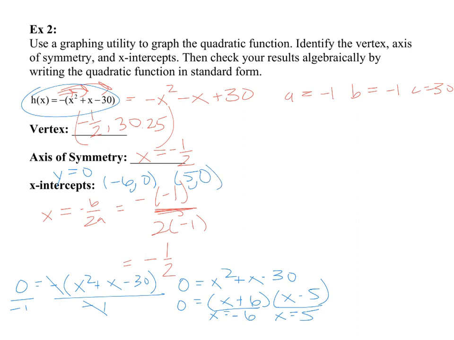Then it says to check your results algebraically by writing the quadratic function in standard form. Standard form, if we go back, how are we going to do that? Let me first start off with the negative x squared minus x plus 30 right here. The first thing you have to do is group the first two terms. Let me pull out the negative, because I need to get my a value here to be 1.